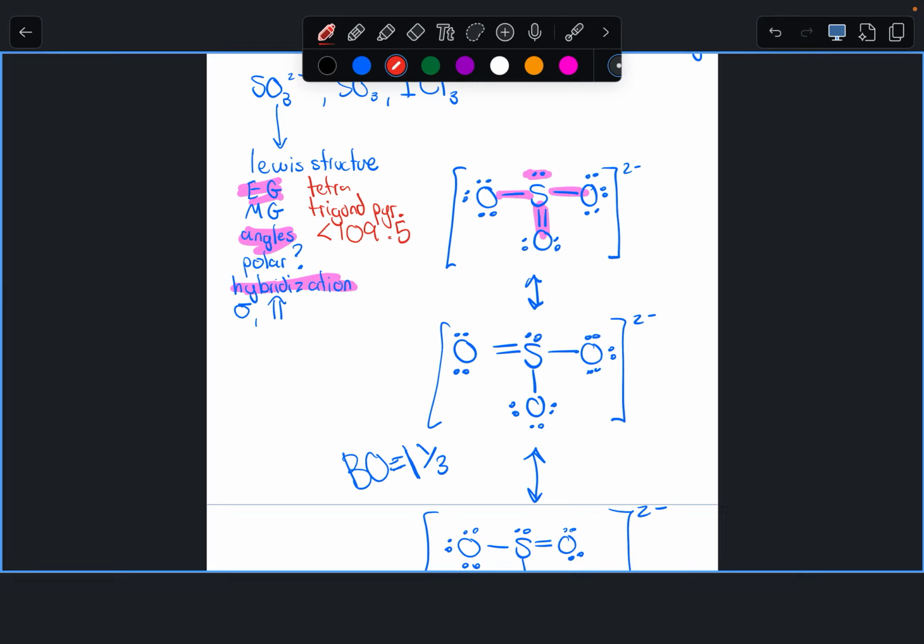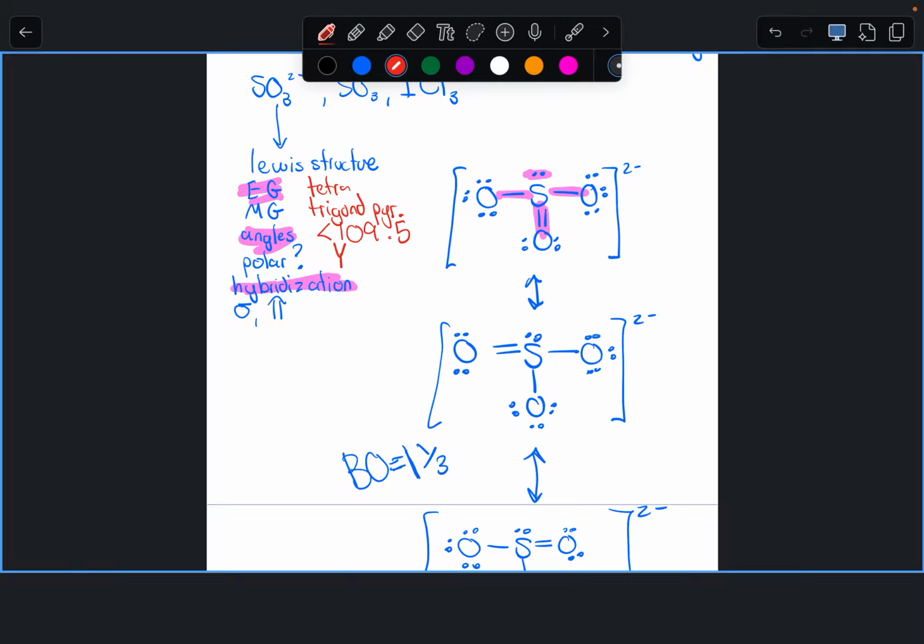For polarity, it's a pyramidal shape because that lone pair is there. So it would be polar because you have those equivalent SO polar bonds, but they're not able to fully cancel each other out because the geometry is not symmetrical. There isn't one on the top to balance out those 3 that are in the pyramid. Go back to the tug of war analogy.